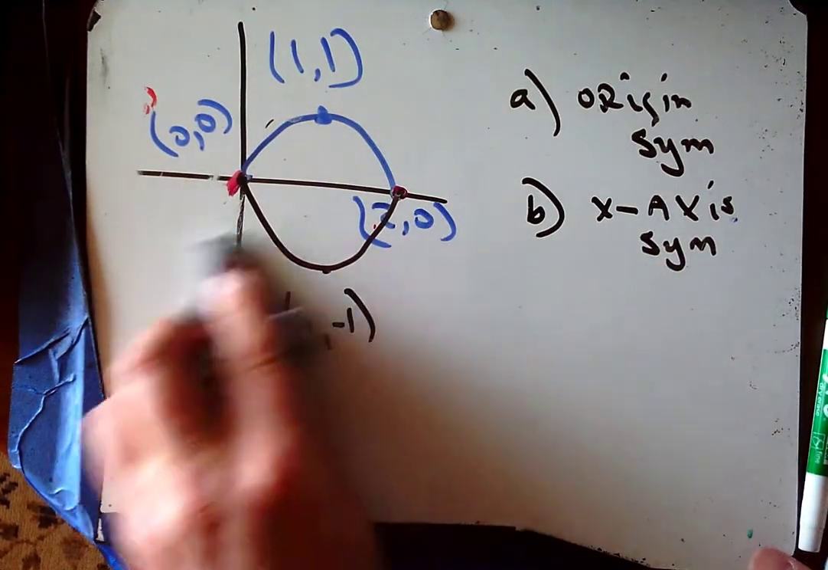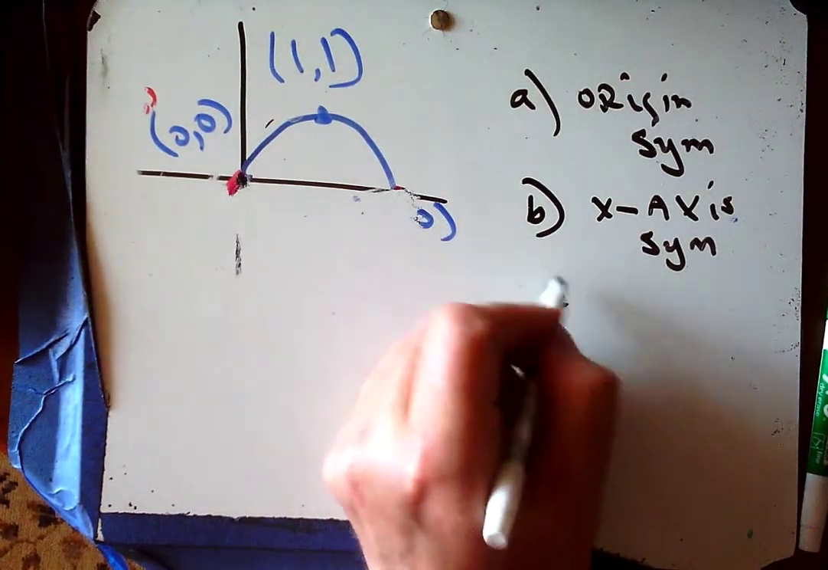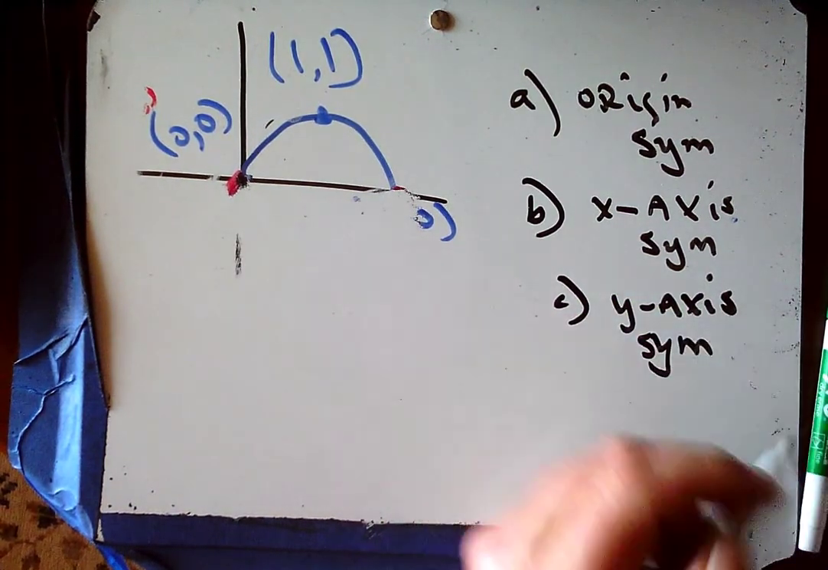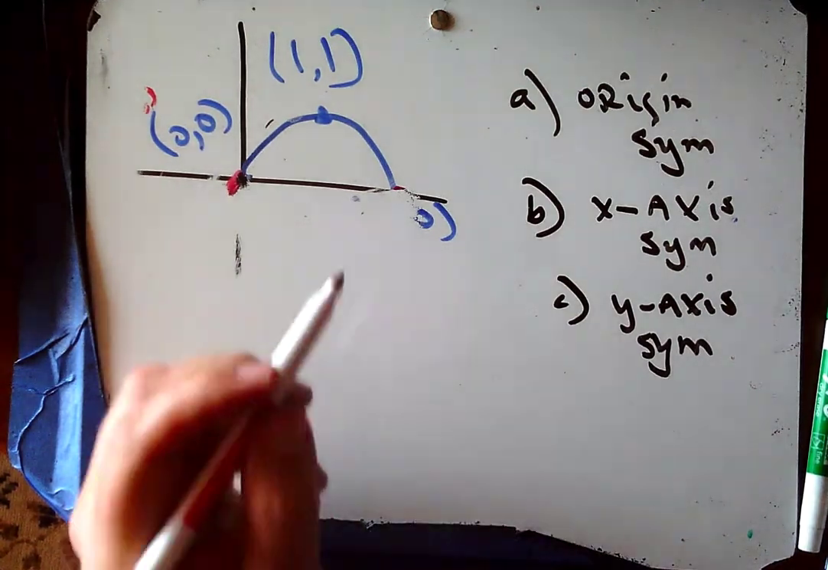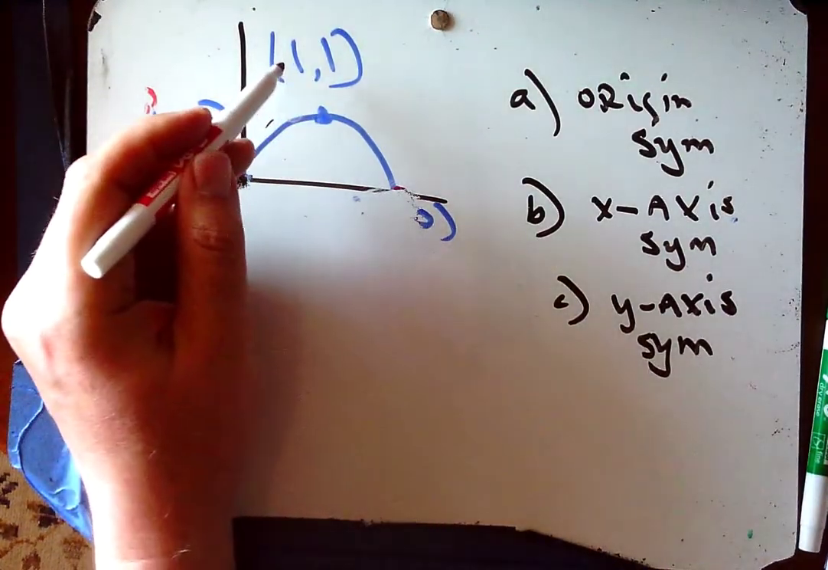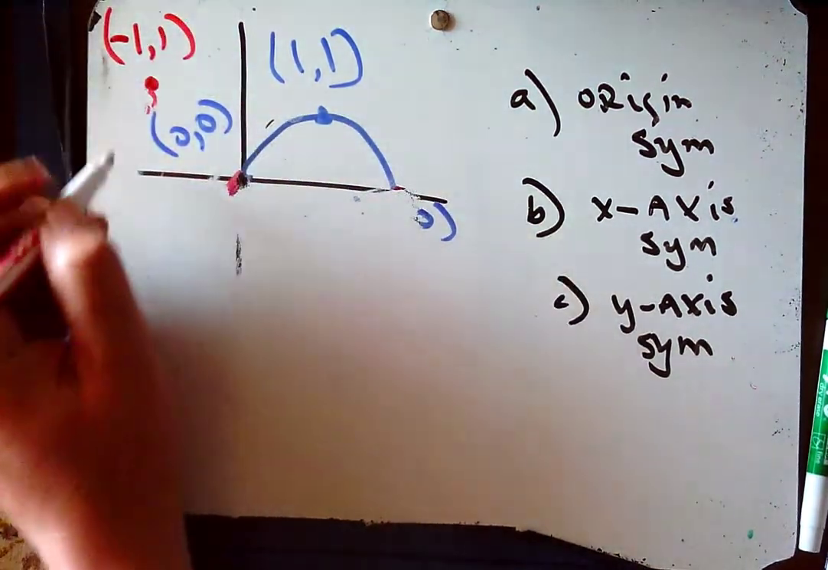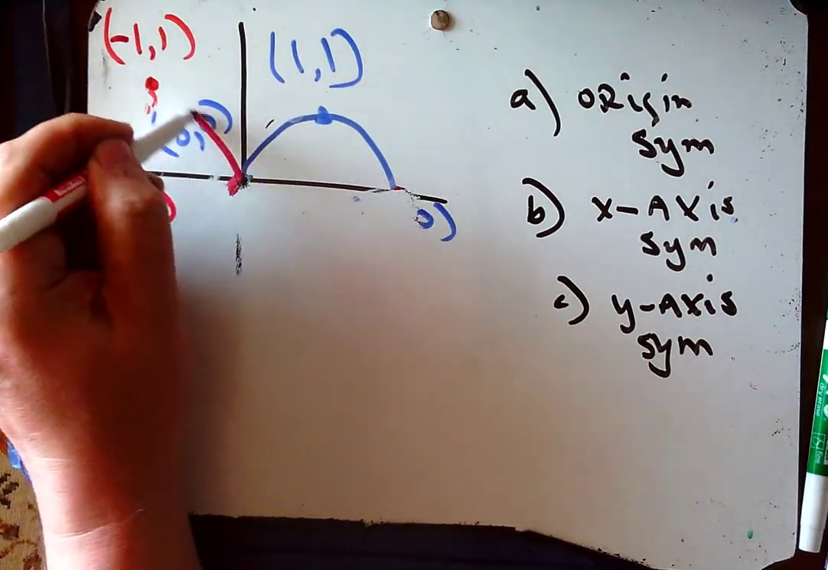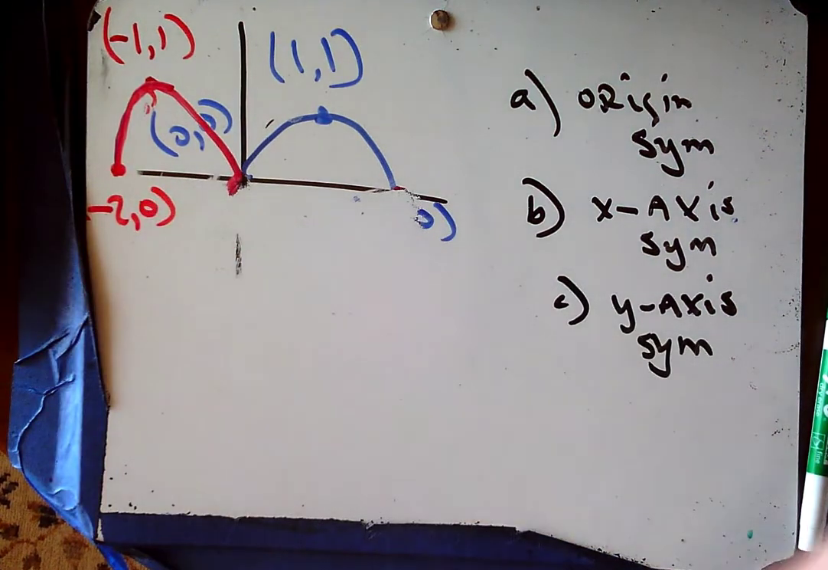And then the last one I would like you to do is, of course, y-axis symmetry. Please complete this graph for y-axis symmetry. Okay, when you did, did you remember to change the sign on the x's? So we're going to have this point here, (-1, 1), and this point here, (-2, 0). And then it looks like that. This is y-axis symmetry. Okay?